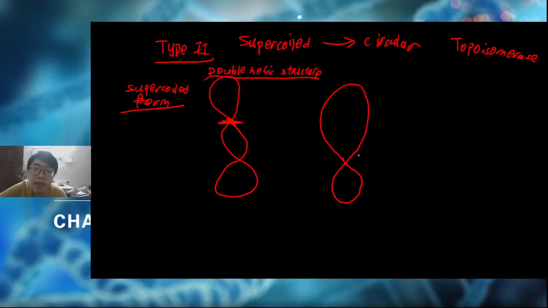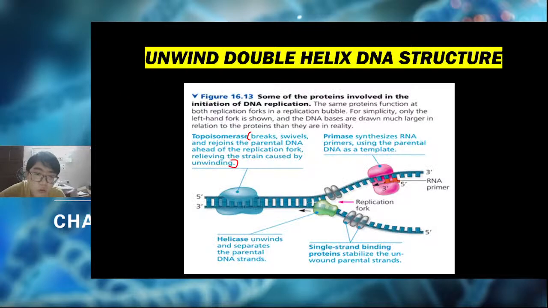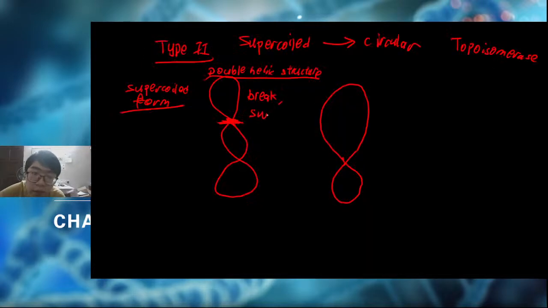Dia akan jadi macam ni. Because it already cut, it already break down, and then it will also go to severe, and then rejoin again. So it will form like this. So kalau awak tengok ni, kalau ada tiga lubang kan, it has three holes, but now only two holes. This one is bigger because it already forms circular.